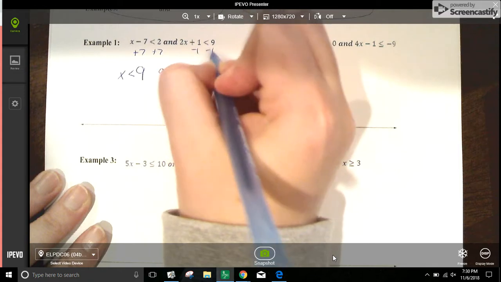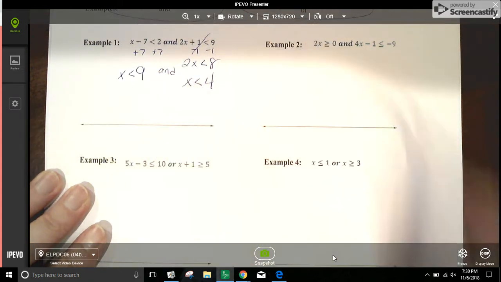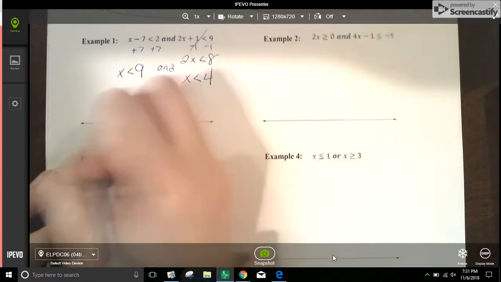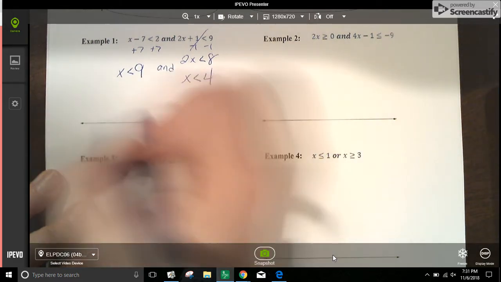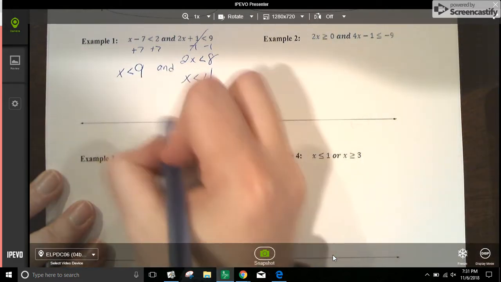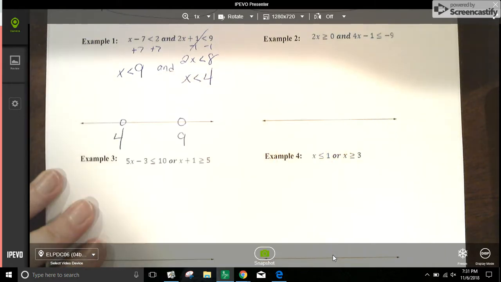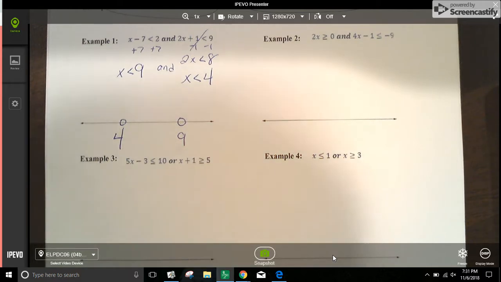And x is less than 4. I don't care where you put them. Just make sure 9 is greater than 4. So make sure you put them systematically where they're supposed to be. So open circle at 9, open circle at 4. And then you want to shade where it overlaps.